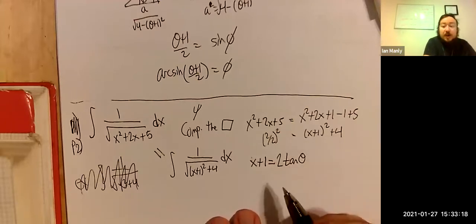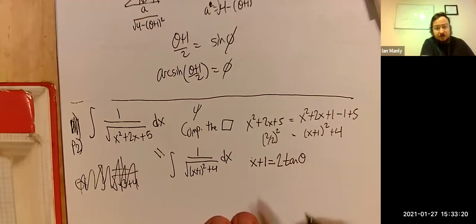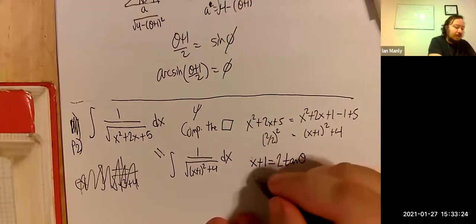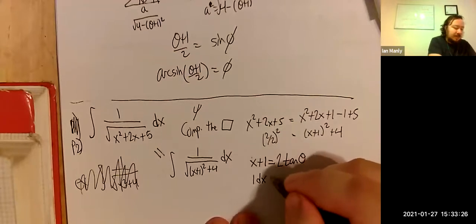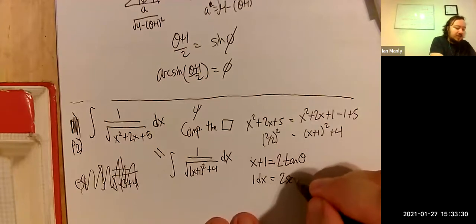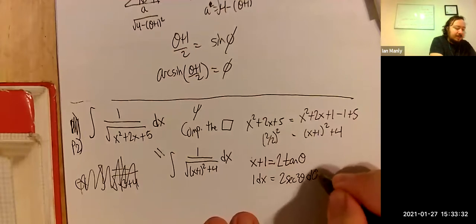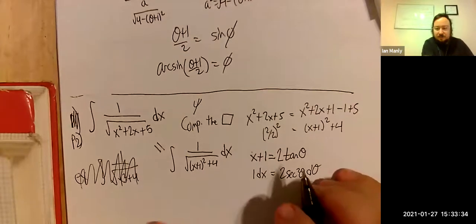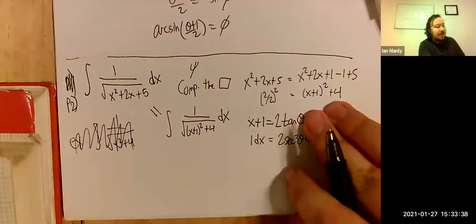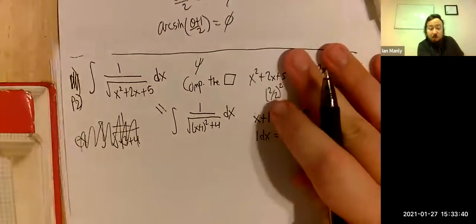Now whenever we do any kind of substitution, we also need to figure out the differentials. So the derivative of x plus 1 is 1, and then we put a dx there. And then the derivative of 2 tangent of theta is 2 secant squared of theta. We put d theta right there. So now that we have that, we're ready to go ahead and turn our integral into a trig integral.